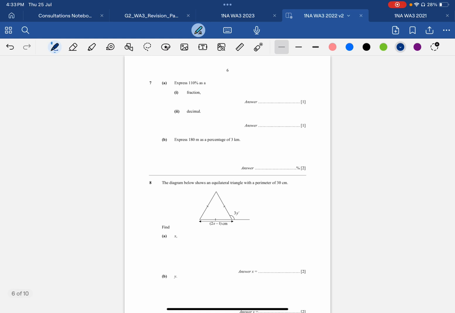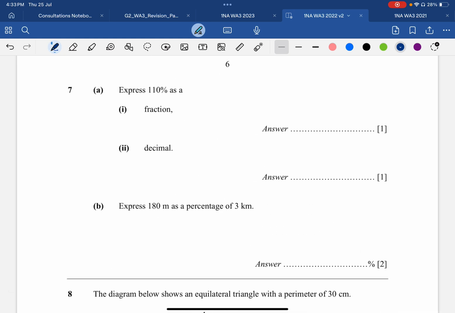Okay, next, question 7. Express 110% as a fraction. So 110% is equal to 110 divided by 100. And if you use your calculator, 110 divided by 100 converted into a fraction is 11 over 10. Okay, or you can write it as 1 and 1 over 10. Either of these works. And then as a decimal, it's just 1.1. You can use your calculator to do that.